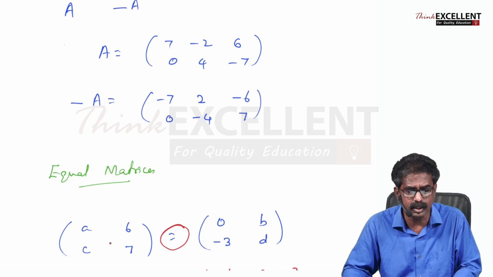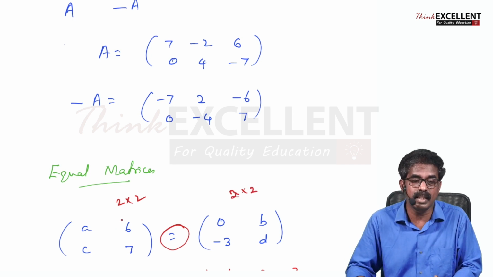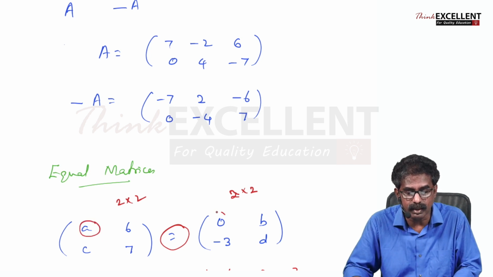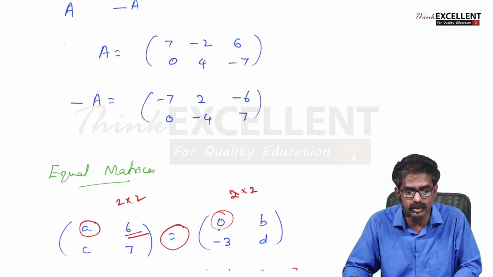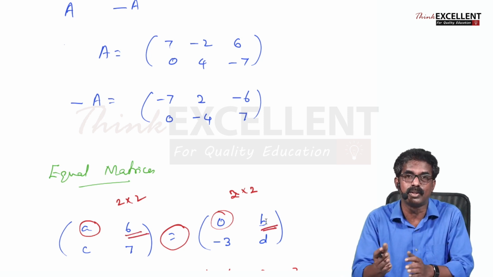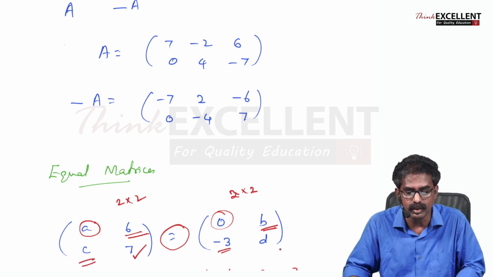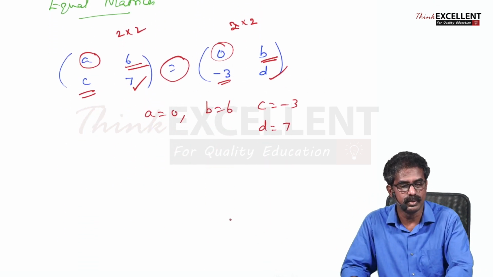See the order. Left side, the matrix order is 2 by 2. Right side, that is also a 2 by 2 matrix, right? So then the corresponding elements are equal. So what can you say? A equal to 0. 6 equal to B, so you can say B equal to 6, right? Third one, C equal to minus 3 and 7 equal to D, right? So like that you can find all the values.